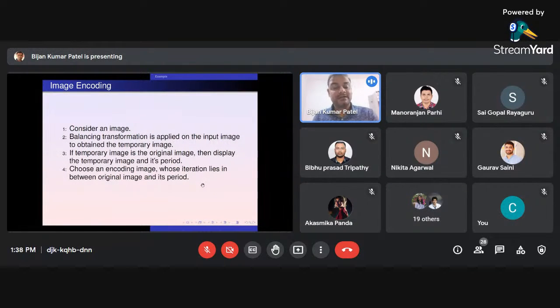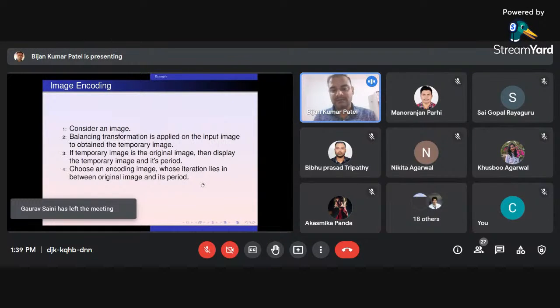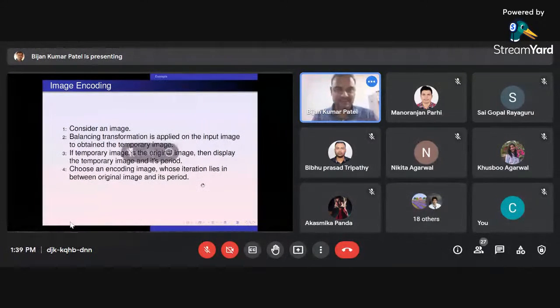How do we do the image encoding? The algorithm is as follows. First, consider an image. Second, the balancing transformation is applied on the input image to obtain a temporary image. Third, if the temporary image is the original image, then display the temporary image and its period. Choose an encoding image whose iteration lies in between the original image and its period. So we have to choose one image from the period, between the original image and its period, and send it to the other side.